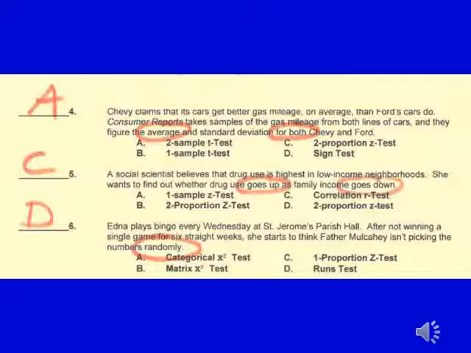I always get a laugh out of number 6, where we think the priest isn't picking those bingo numbers randomly. But on this one, since they want to know whether or not it's random, that's why it's a runs test, and it's going to be D.